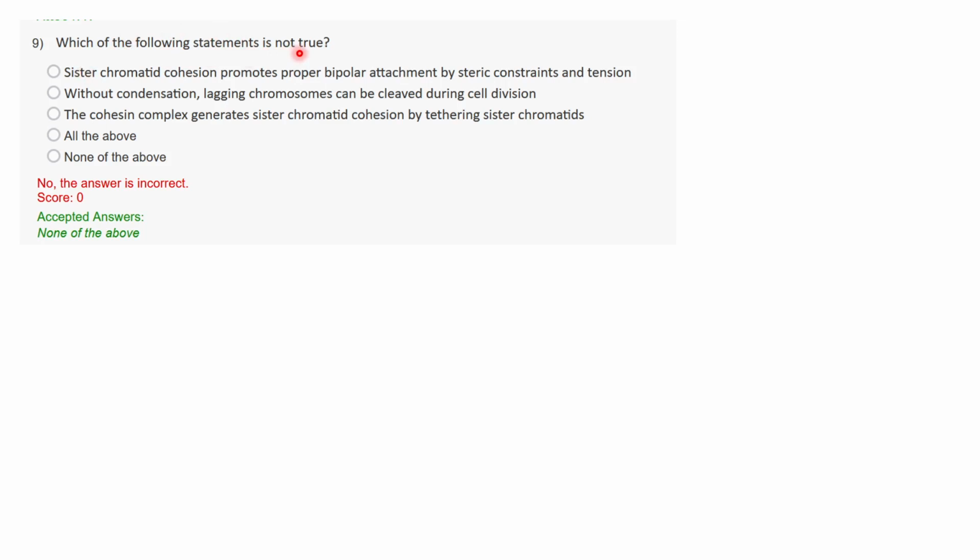Which of the following statements is not true? Sister chromatid cohesion promotes proper bipolar attachment by steric constraint and tension. This is correct. We discussed that cohesion between the two sister chromatids promotes proper tension and steric constraint so that unequal segregation of chromosomes will not happen. Proper bipolar attachment occurs during the later stage of mitosis. Without condensation, a lagging chromosome can be cleaved during cell division. This is also correct.